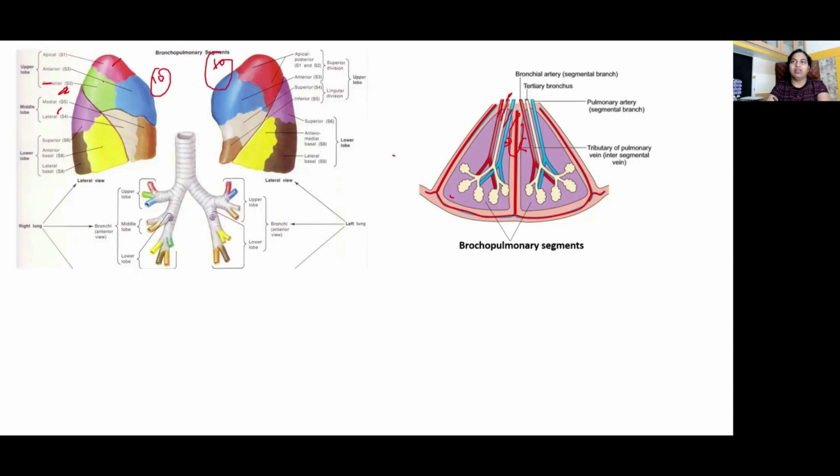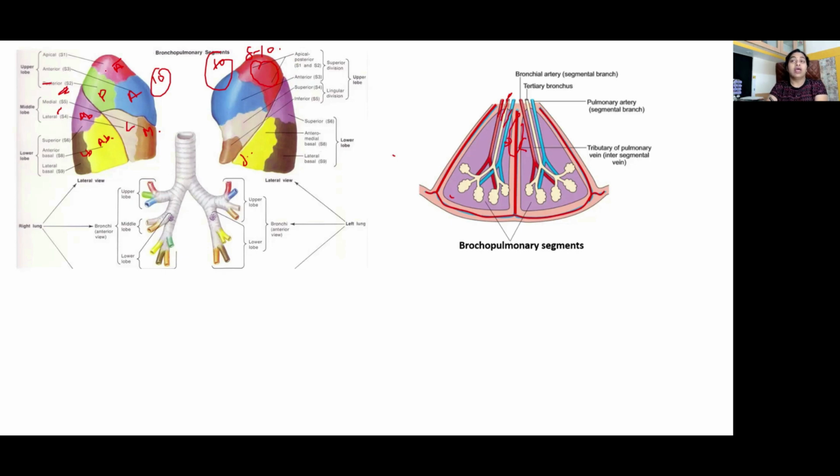The apical, posterior, anterior, lateral, medial, apical basal, anterior basal, lateral basal, posterior basal, medial basal. In the left lung, what can happen? The apical and the posterior segment of the upper lung can be aerated by one single tertiary bronchus. And sometimes the medial basal segment can be absent. So there are 8 to 10, but remember 10 in each lung, okay?